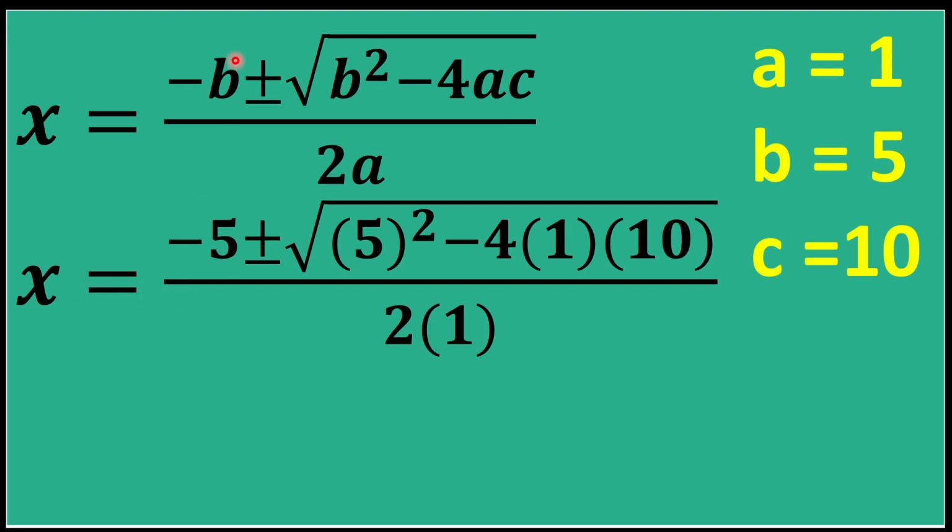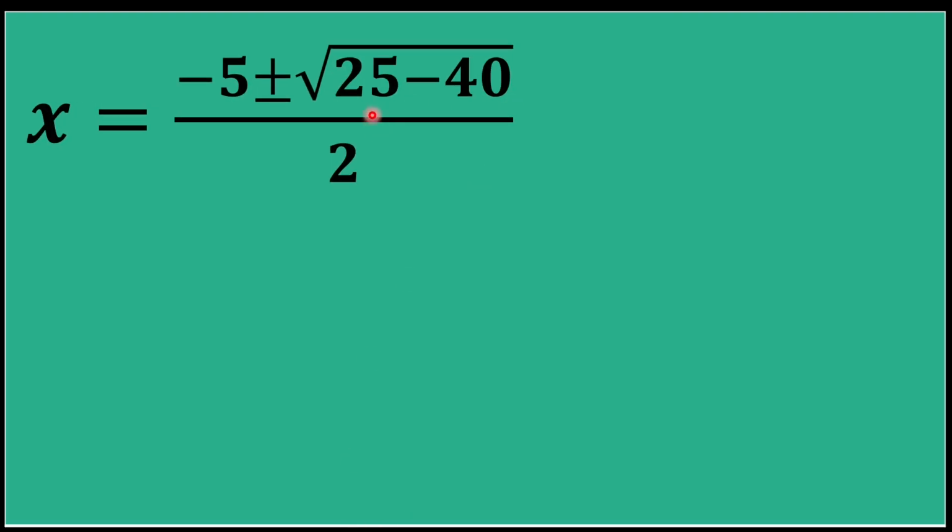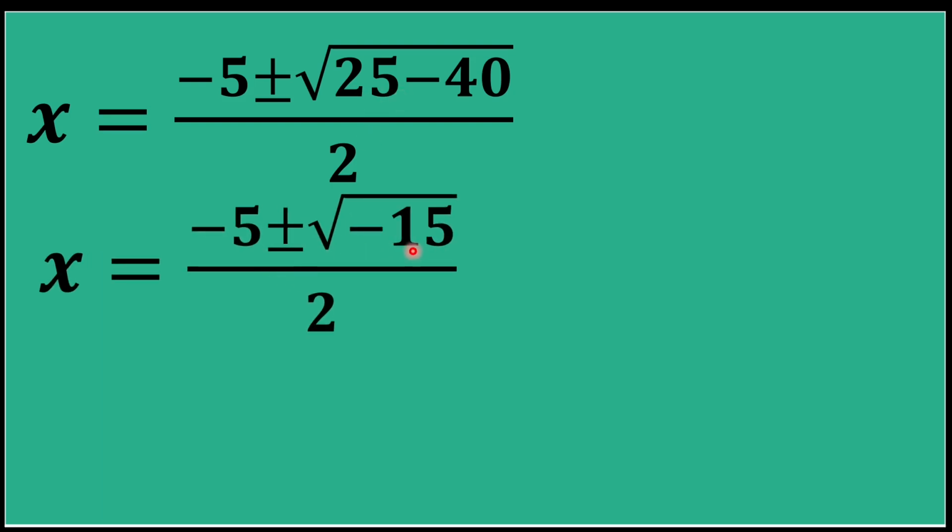So x is equal to minus 5 as b equal to 5, and plus minus under the root b is 5. So 5 square minus 4, a equal to 1, and c equal to 10, and divided by 2, a equal to 1. So this will become minus 5 plus minus, and 25, and 4 times 1 times 10 equal to 40 divided by 2. And now we will subtract 40 from 25, so it will become minus 15. So this is minus 15.